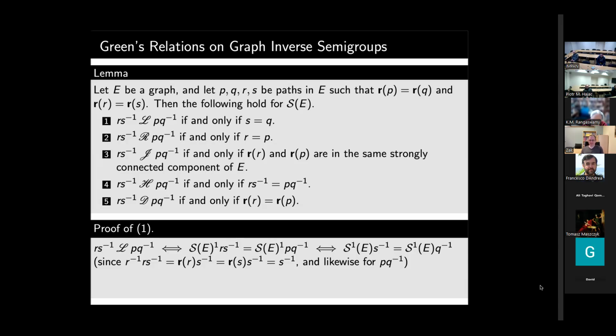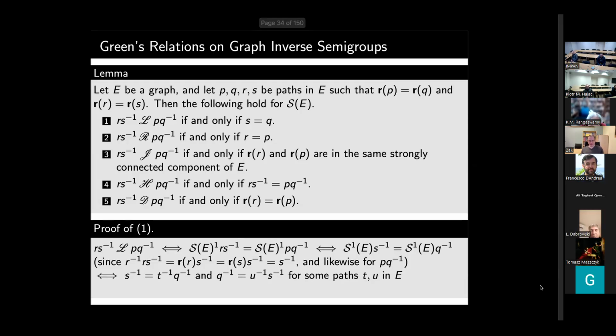Okay, so now S inverse and Q inverse generate the same left ideal. What does that mean? It means that S inverse is something times Q inverse, and Q inverse is something times S inverse.